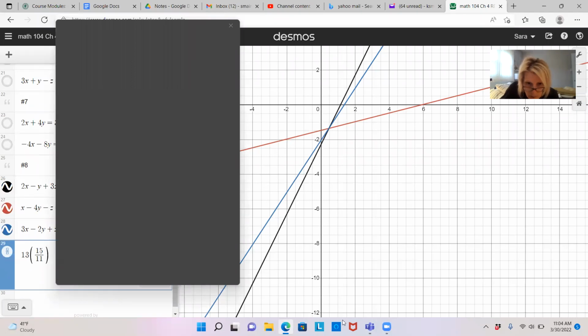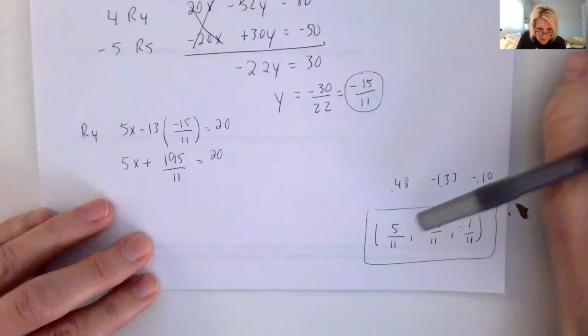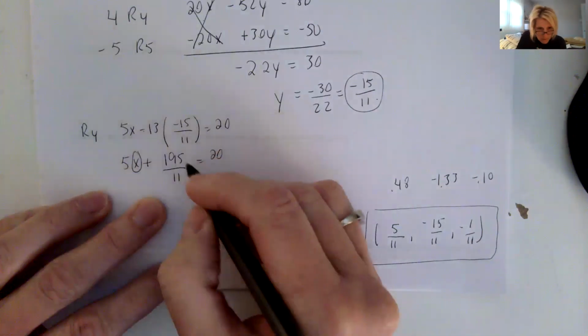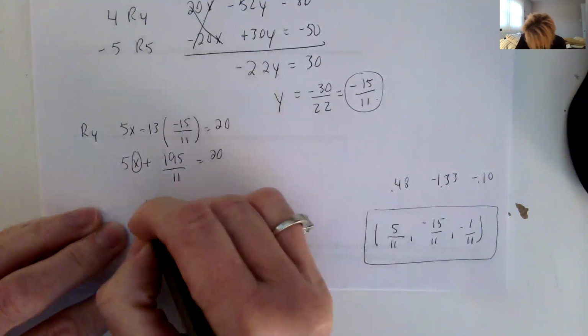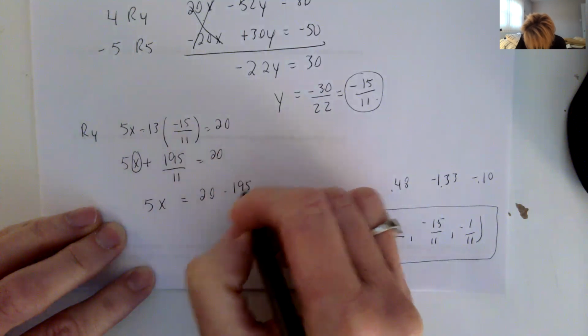Okay, so I'm going back to my paper. So you can see here what we have. Okay, so we have 5x. I'm trying to solve for x plus 195/11. So we're going to take 5x, and we're going to subtract 20 minus 195/11 from both sides.